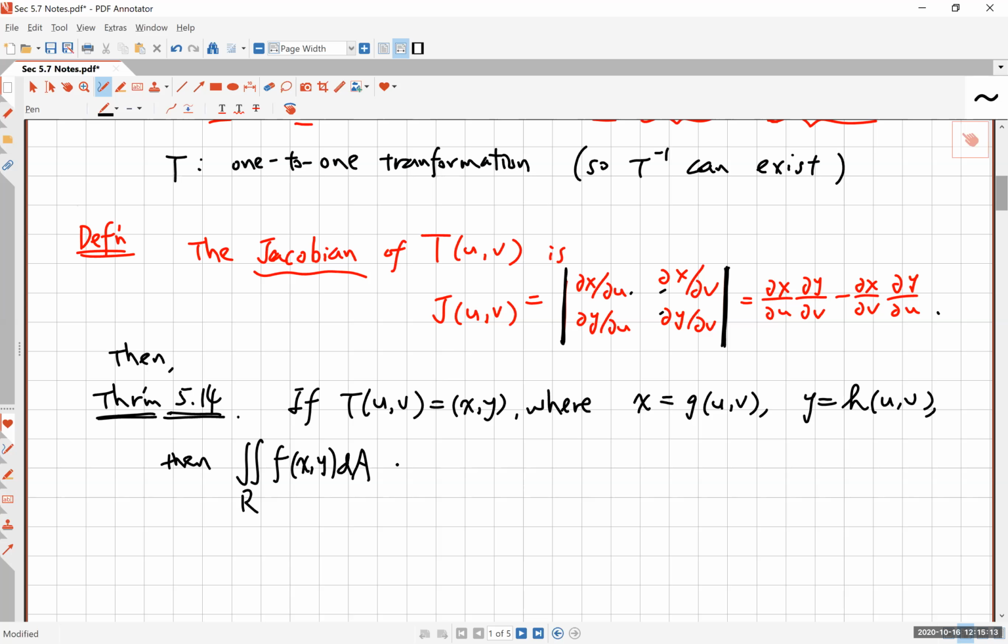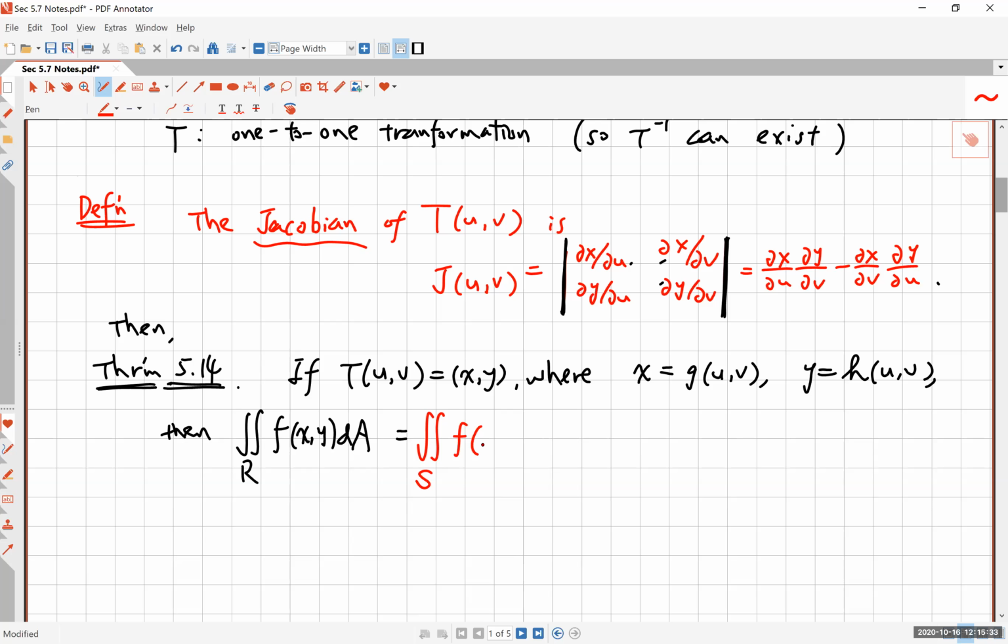All right, so this is going to be written in terms of strictly U and V, no more X and no more Y here. F of G of UV and H of UV, okay, that's what X and Y are, right? And then you take the absolute value of the Jacobian, okay, and then du dv or dv du or something like that. All right, so this is the important part.